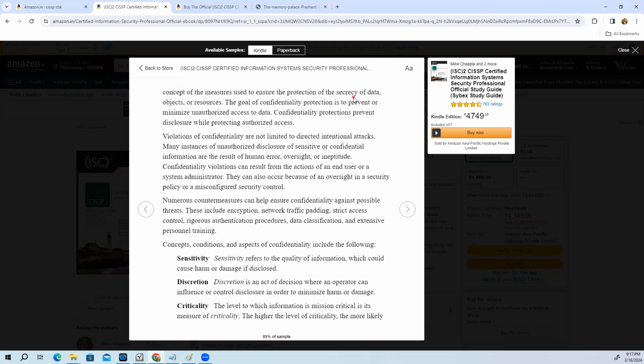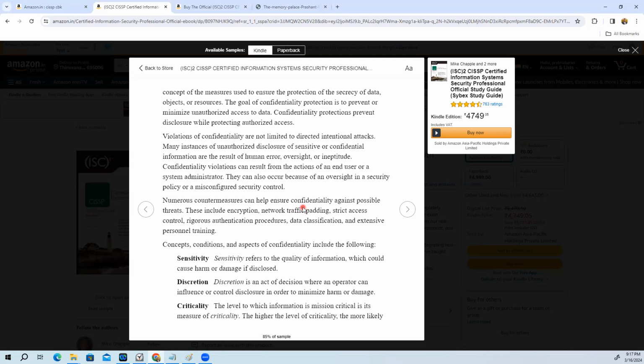Now, the keyword is secrecy of the data, which can be used to protect the secrecy. The answer is confidentiality. Make a note. The goal of confidentiality protection is to prevent or minimize unauthorized access of the data. This is the pointer. Numerous countermeasures can help to ensure confidentiality. Make a pointer: encryption, network traffic padding, strict access control.